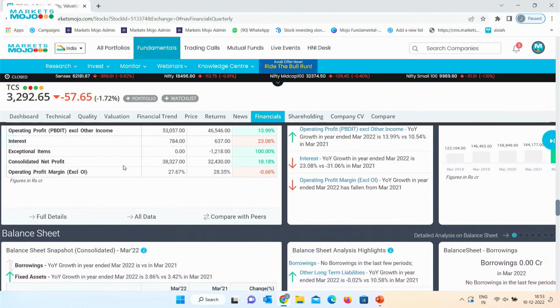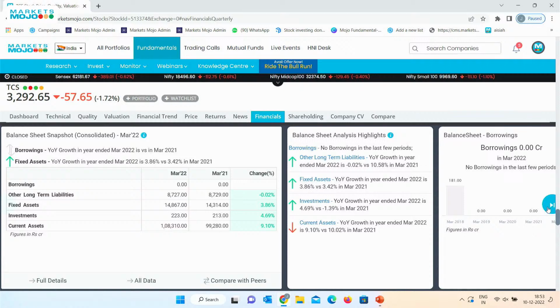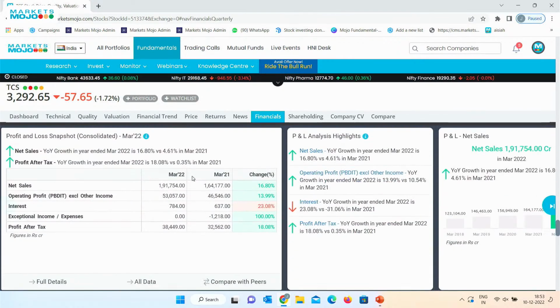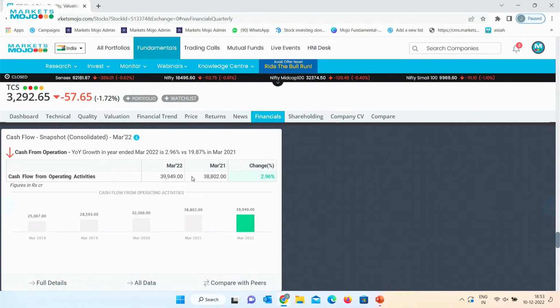You just scroll below, annual results, P&L statement, balance sheet. Here, as I said, we are trying to look at whether the fixed assets of the company are growing, the investments are growing, so on and so forth. P&L statement, and lastly cash flow. This is annually. Here we look at the cash flow from operating activities, is it growing? So you can see there's a consistent growth within the cash flow from operations.